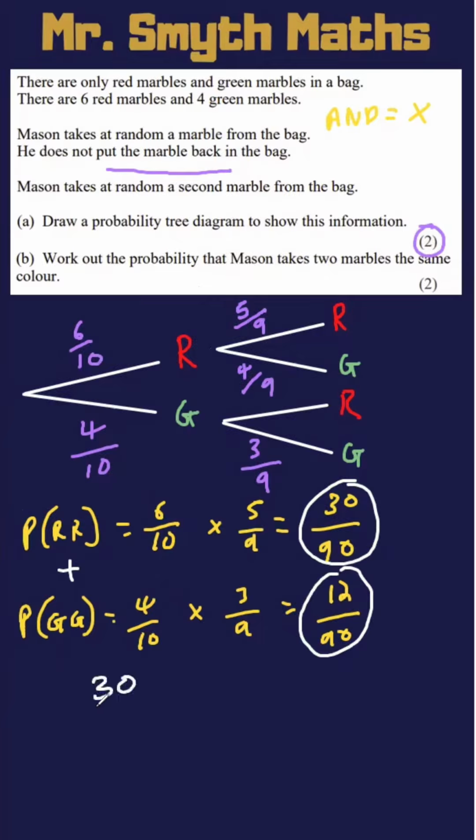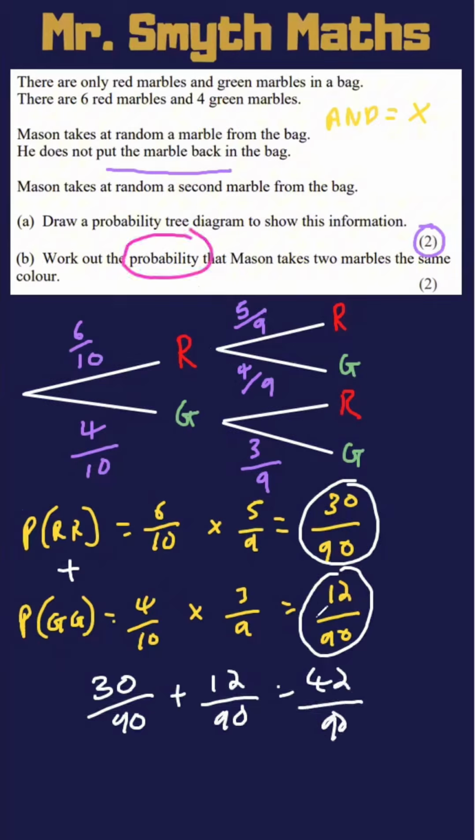So that's where we say 30 over 90, and then we're going to add on the 12 over 90, and that gives us 42 over 90. The question very clearly says work out the probability. 42 over 90 is a probability, so do not simplify. That is your final answer.